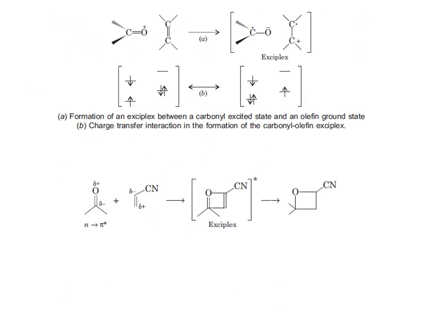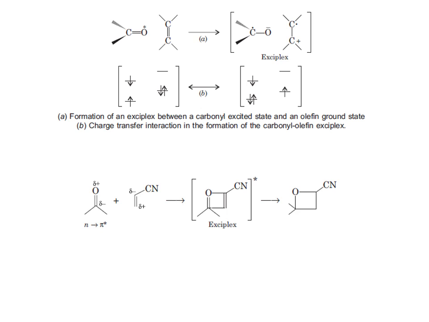The stereospecificity of oxetane formation with electron-deficient alkenes can be explained by this example. It is suggested that in the case of an electron-deficient alkene, oxetane formation takes place by the formation of an exciplex, and the exciplex forms between the singlet excited state of the ketone and the ground state of the alkene. This exciplex is stabilized by charge transfer as well as energy transfer between the constituent molecules.